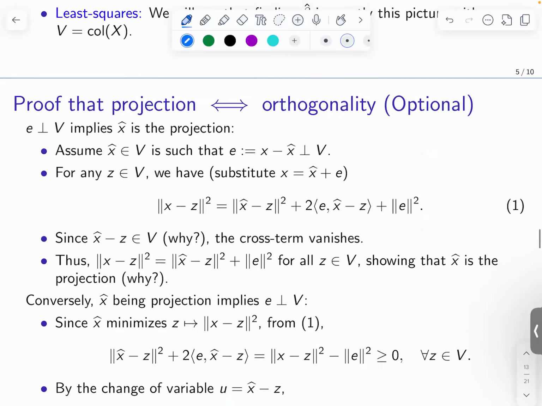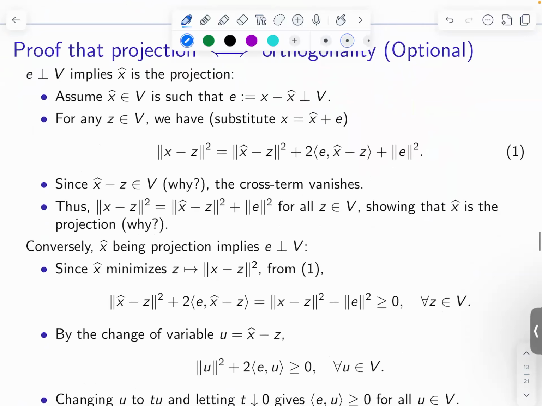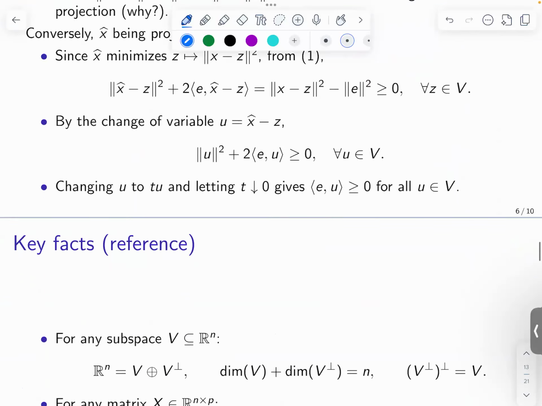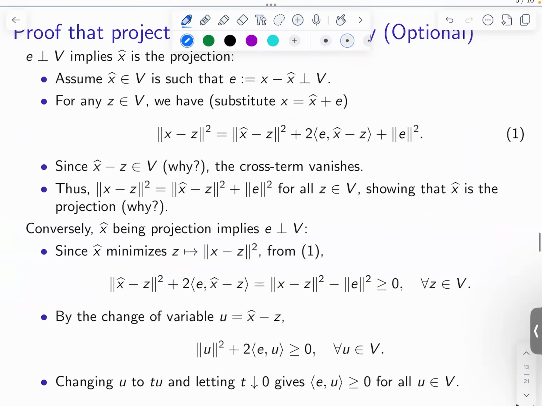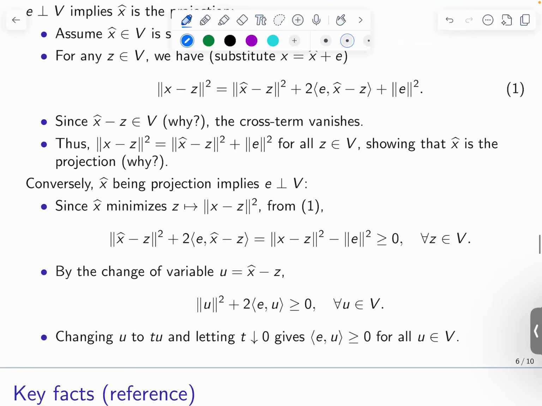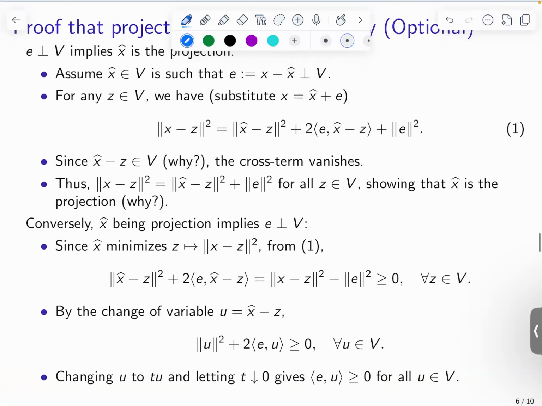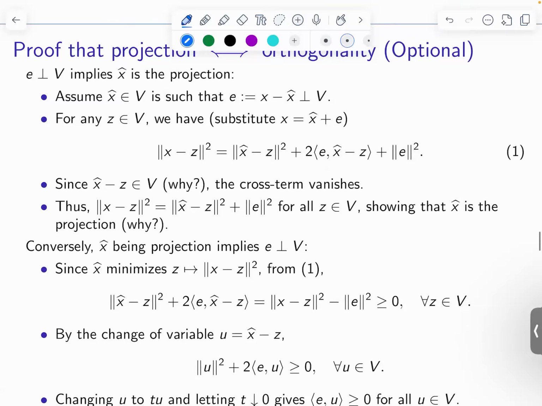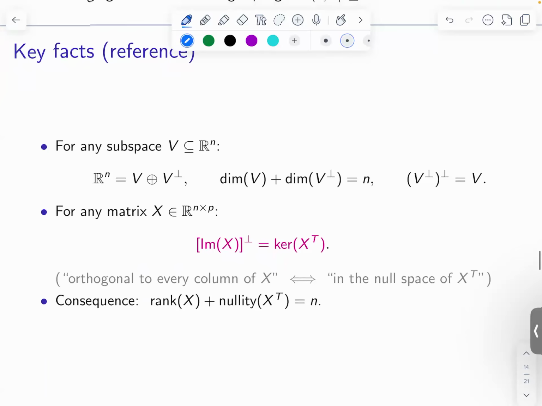And here's the proof, which I'm going to skip. It's optional. You're welcome to look at it. This proves that the projection is unique and the error is orthogonal, because we define the projection via the shortest length, so you have to prove that the error is orthogonal. If the error is orthogonal, then x hat is the projection, and conversely, if x hat is the projection, then E is orthogonal. There are two sides to it.